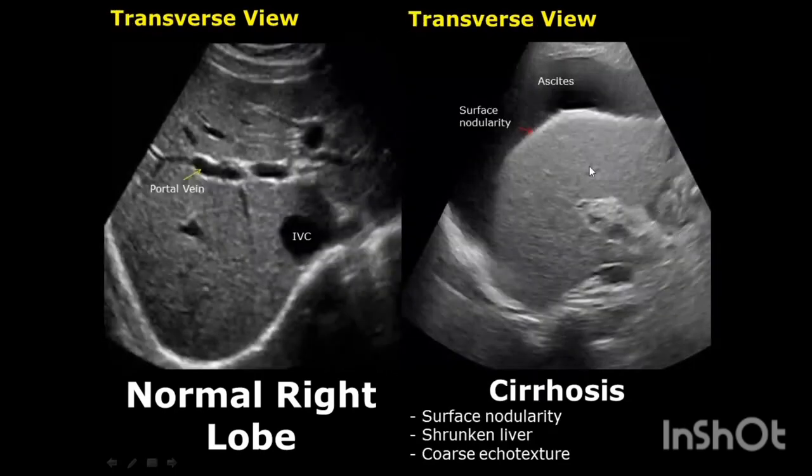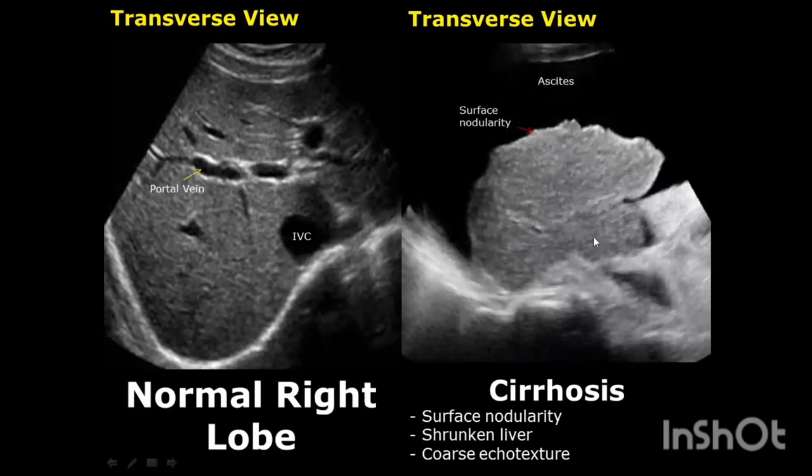Cirrhosis of the liver is a serious condition in which the liver will be reduced in size and will have surface nodularity, which is the rough surface of the liver, and it will have coarse echotexture, which is also the rough echotexture of the liver, and it may also have ascites, which will be fluid surrounding the liver in the abdominal cavity.